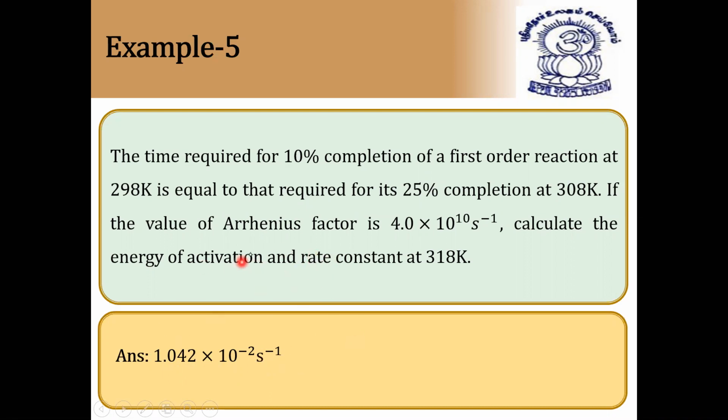First you have to take K2, K1. So log of K2 by K1 is equal to EA, the energy of activation, by 2.303 R into (T2 minus T1) by T1 T2. By substituting this formula, you will get the value of energy of activation. How did we get K1? K1 is equal to 2.303 by T1. To get K1, we have to take the integrated rate equation for first order kinetics, and to get K2 also the integrated rate equation for second order kinetics, which you have done in the previous class. So I hope it is clear.